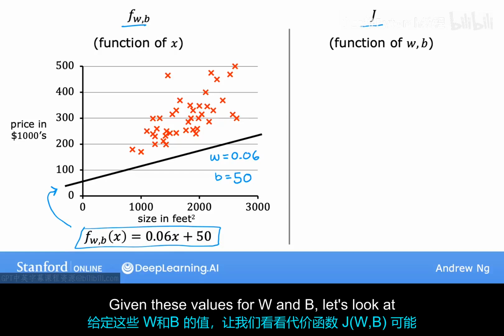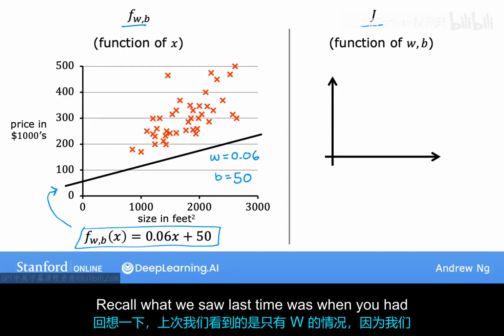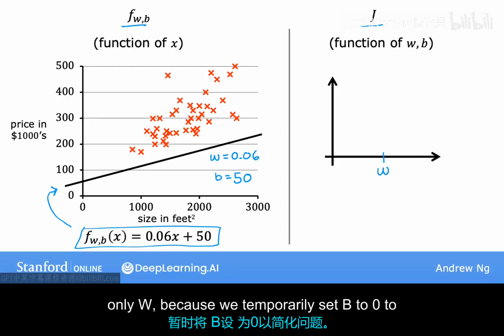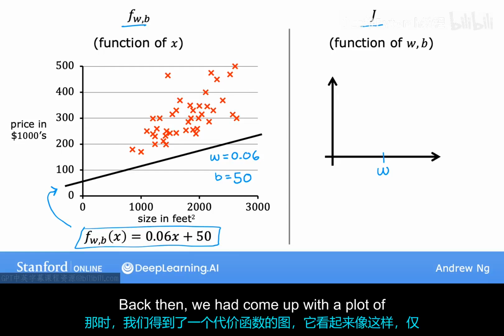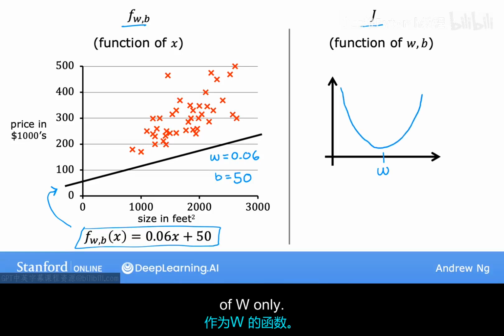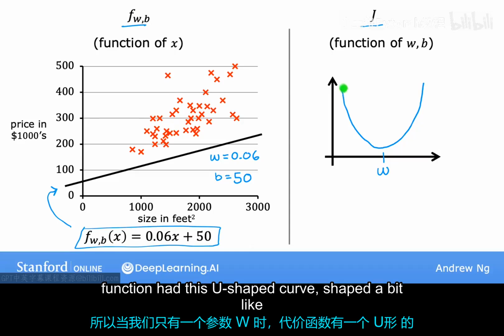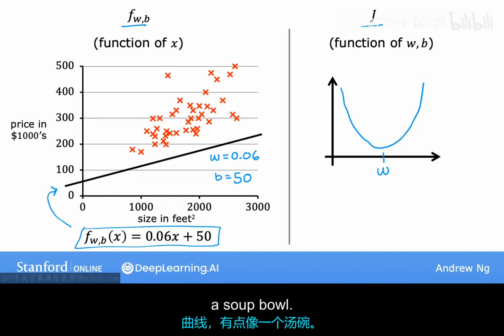Given these values for w and b, let's look at what the cost function J of w and b may look like. Recall what we saw last time was when you had only w, because we temporarily set b to 0 to simplify things. Back then, we had come up with a plot of the cost function that looked like this as a function of w only. So when we had only one parameter w, the cost function had this U-shaped curve, shaped a bit like a soup bowl. That sounds delicious.